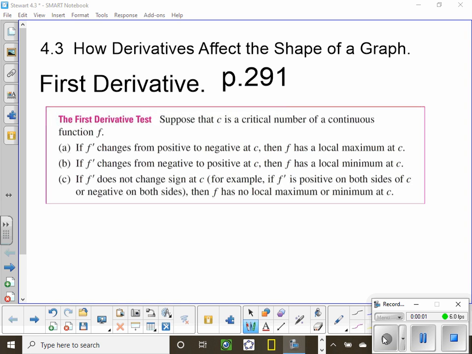Hello, welcome to section 4.3, how derivatives affect the shape of the graph. So if you look in your book on page 291, there's this box here that's really important, and it talks about the first derivative test.